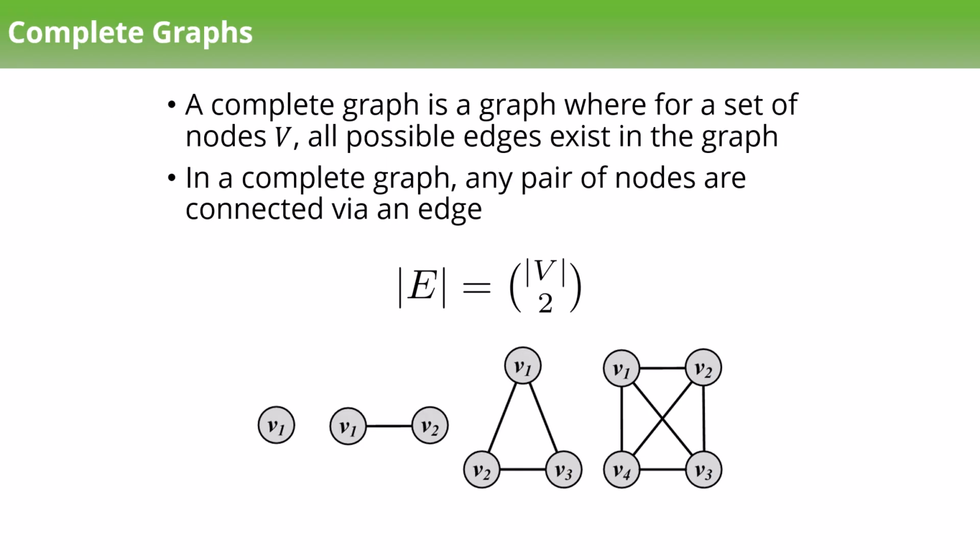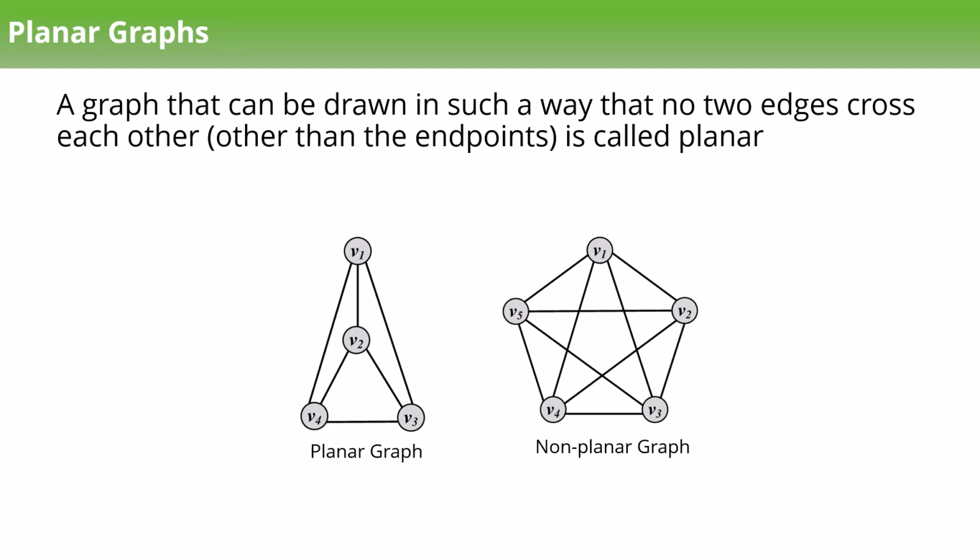So the next one is the complete graph. In a complete graph, every node connects to every other node. Suppose 5 students all know each other. Every possible friendship exists. This forms a complete graph. For example, we have 3 nodes V1, V2, V3. V1 is connected to V2, V3, and V3 is also connected to V1, V2. Likewise, the complete graph exists.